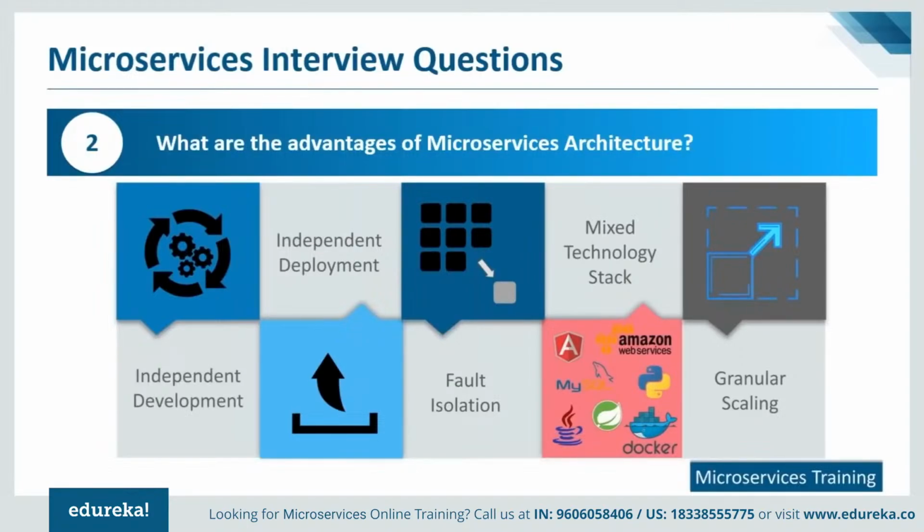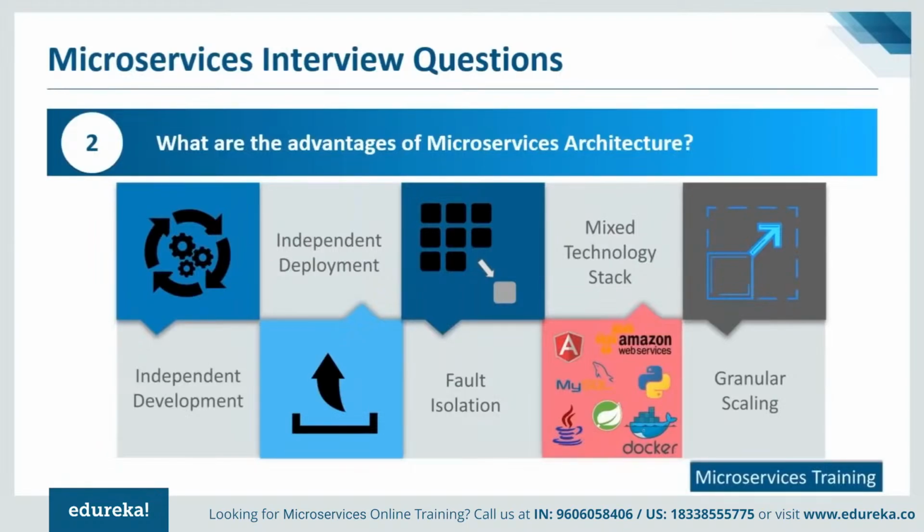Mixed technology stack. What do I mean by this? Since you have different microservices and an independent approach towards development, you can go ahead and pick the technology that suits the need of that service. Accordingly, you can have a mixed technology stack for your complete architecture. Granular scaling. This is an important point. Scaling can be a huge problem because you have to take into consideration the complete architecture. But since you have small services, you can go ahead and scale those independently.